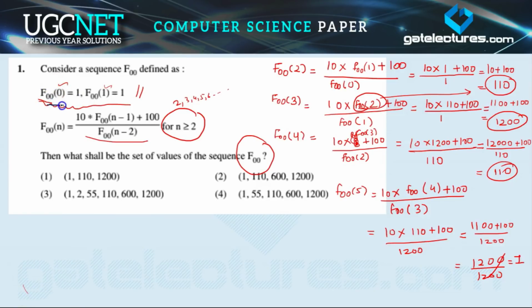F of 0 is 1. F of 1 is 1. F of 2 is 110. F of 3 is 1200. F of 4 is again 110. Then F of 5 is 1.